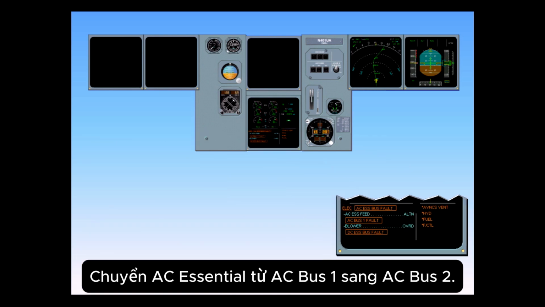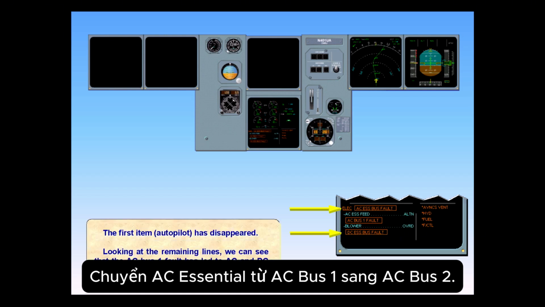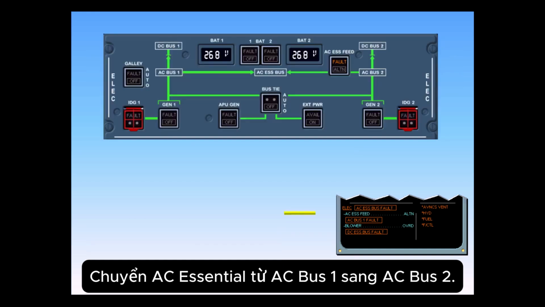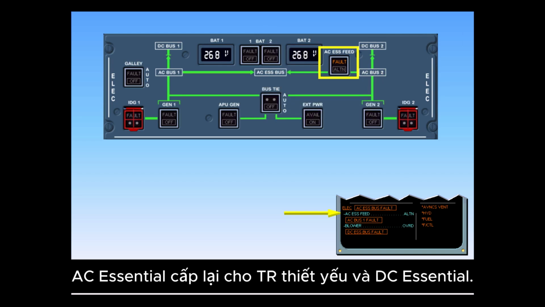The first item, autopilot, has disappeared. Looking at the remaining lines, we can see that the AC Bus 1 fault has led to AC and DC Essential Bus failures. The first blue line in the procedure tells us to switch AC Essential Bus from AC Bus 1 to AC Bus 2. This will repower the AC Essential Bus. At that point, AC Essential will power the Essential TR, which will in turn repower the DC Essential Bus.